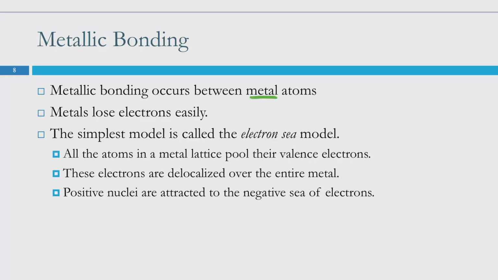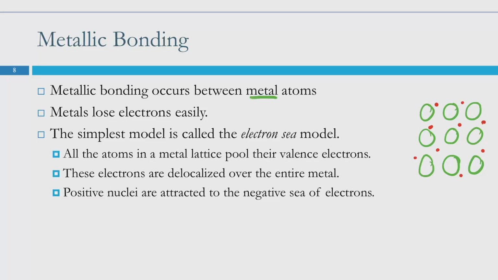I don't know why there's not a diagram, because there's a diagram in my 3A slides for this. So these would be all of our metal centers. And these are all the electrons flying around.